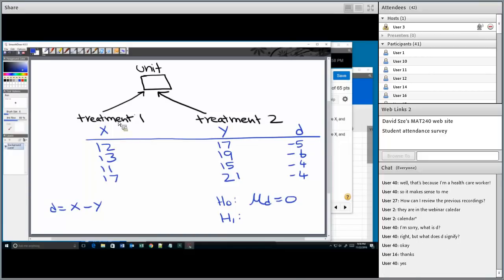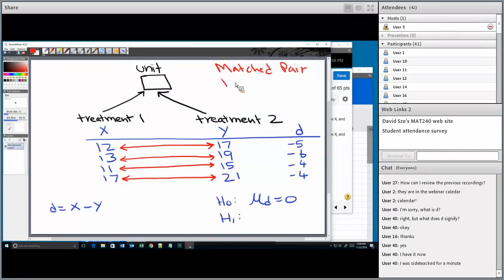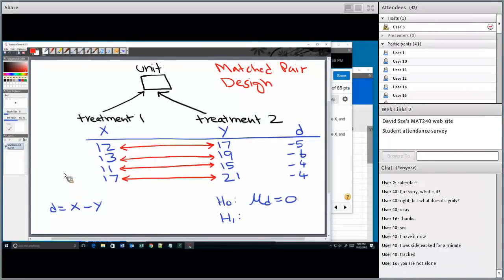The reason it's called matched pair is because this is a pair. Okay, let me use a different color. This is a pair. This is a pair. This is a pair. This is a pair. Okay, this is called matched pair design. And the next problem will be a good example of it. Okay, but this is what you have to understand. Whenever you see a matched pair problem, okay.